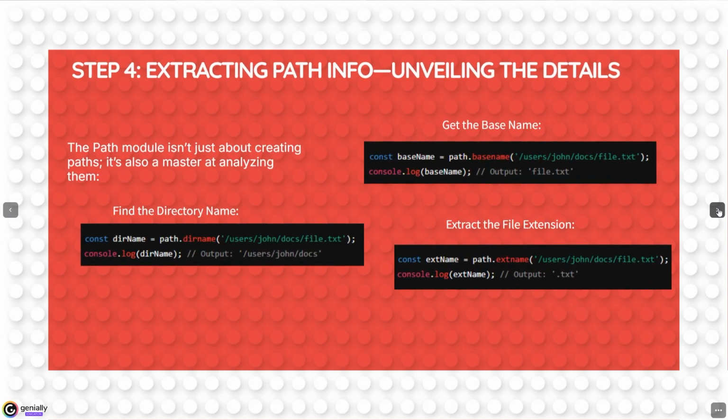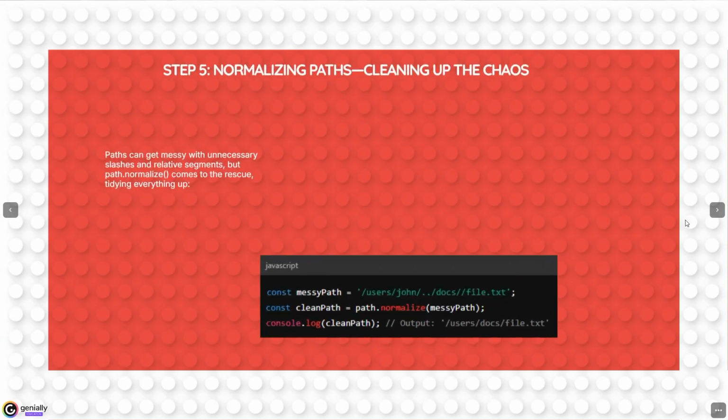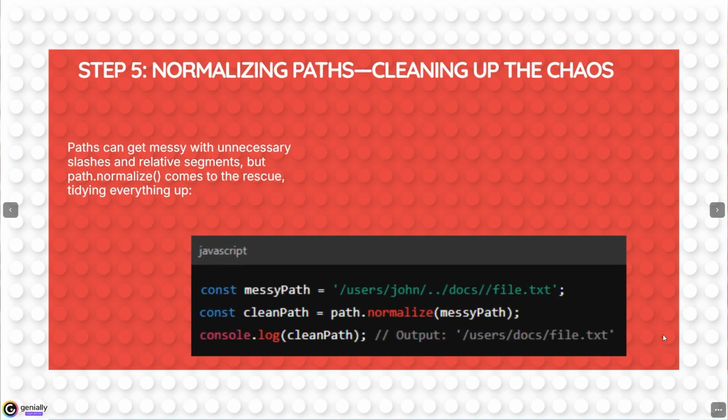The path module isn't just about creating paths, it's also a master at analyzing them. As you see, here we find the directory name, and here you get the base name, and here we extract the file extension with these methods. Paths can get messy with unnecessary slashes and relative segments, but path.normalize comes to the rescue, tidying everything up.